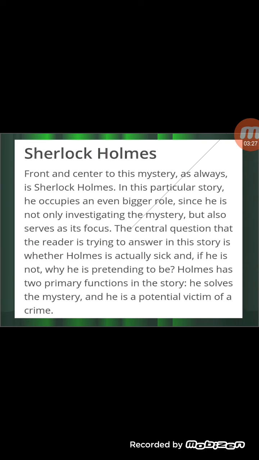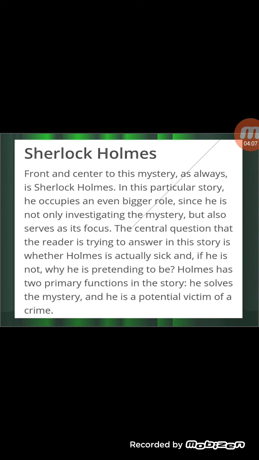The first main character can be called the key role, played by Sherlock Holmes, and Sherlock Holmes is front and center of the mystery, as always in the Sherlock Holmes stories. In this particular story, he occupies an even bigger role, since he is not only investigating the mystery but also serves as its focus. The central question that the reader is trying to answer in the story is whether Holmes is actually sick, and if he is not, why he is pretending to be.